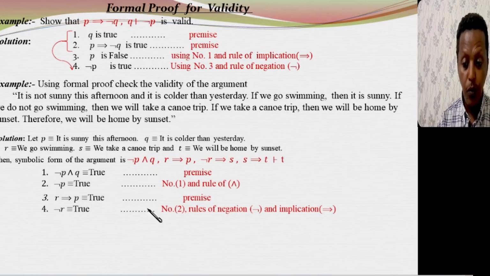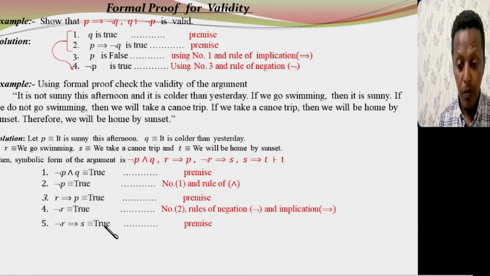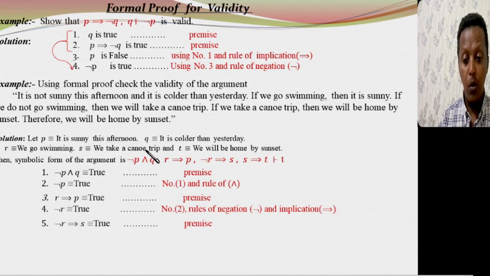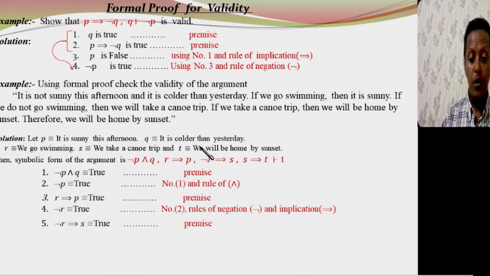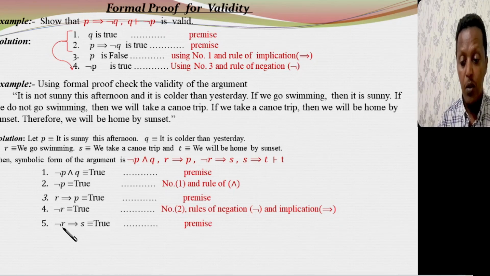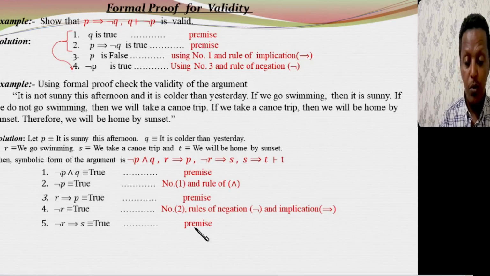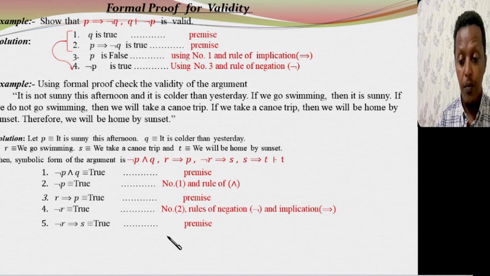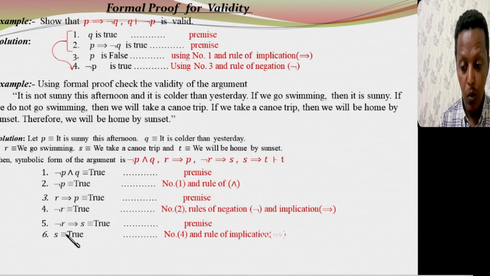Number 2, the rule of negation and the rule of implication. So the third premise, negation R implies S, is true, because it is a premise. Always we assume the premise to be true. Based on this assumption, we check the truth value of T. So negation R implies S is true because it is a premise. So in the fourth step, we have negation R true. So if negation R is true, in order for true implies S to be true, S has to be true. Otherwise, the third premise will not be a true statement.